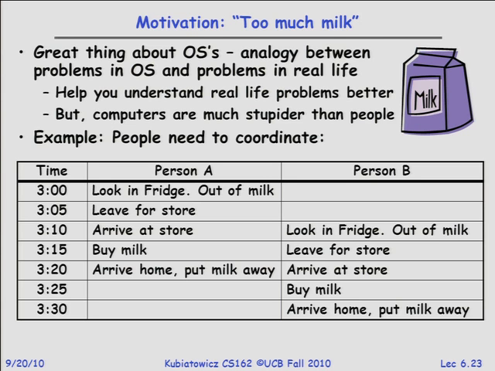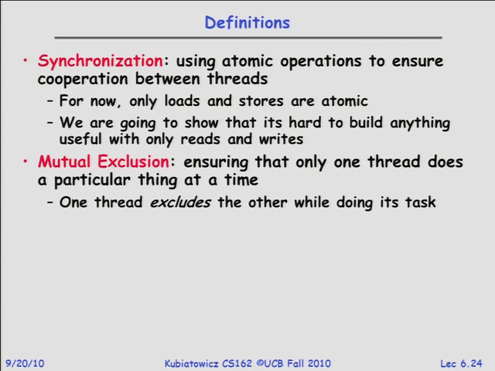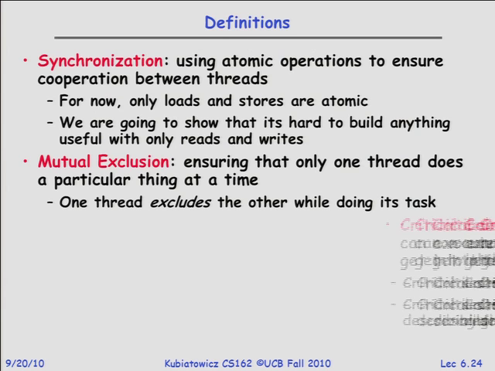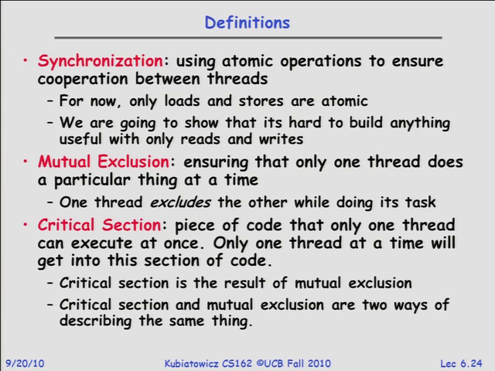Mutual exclusion is ensuring that only one thread is allowed to do a particular critical thing at a time. A good example in the milk analogy is that only one of you can actually be in the purchasing milk scenario at once. That would be something we'd want a mutual exclusion on. And then finally, a critical section is the thing you do mutual exclusion on. It's a piece of code that only one thread can execute at once. And perhaps mutual exclusion and critical section are different ways of describing the same thing.